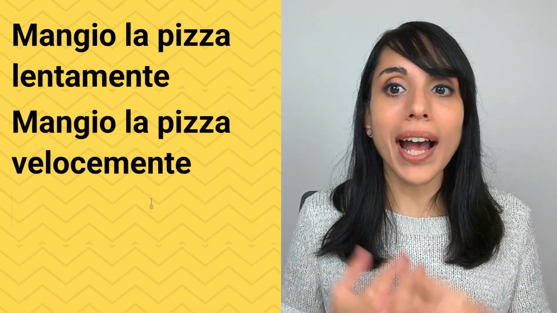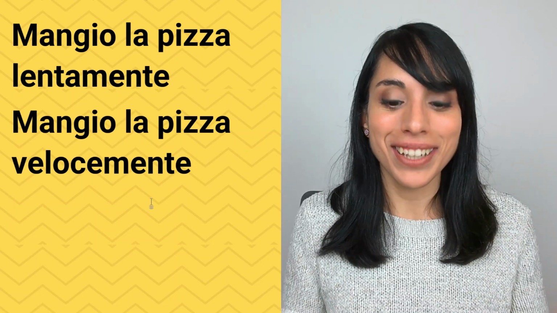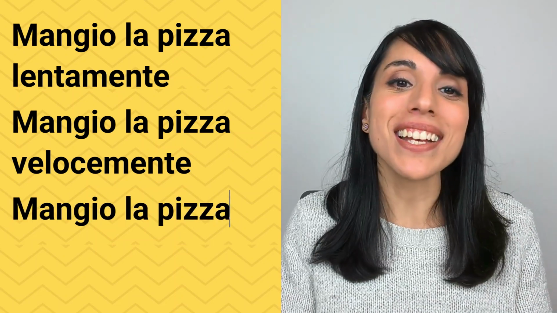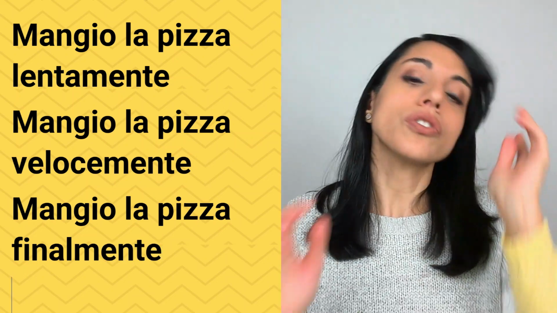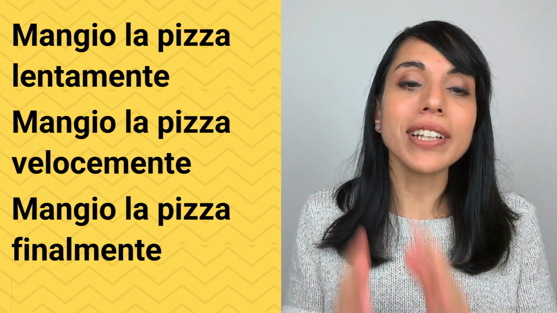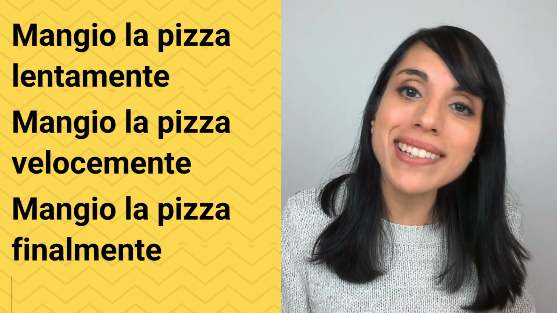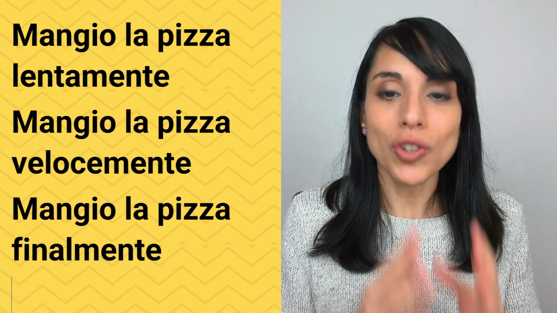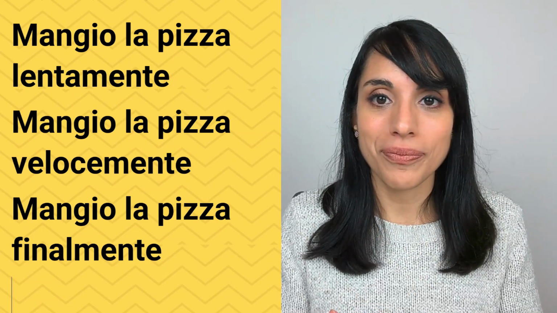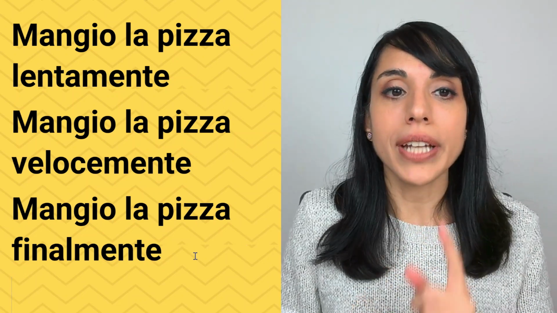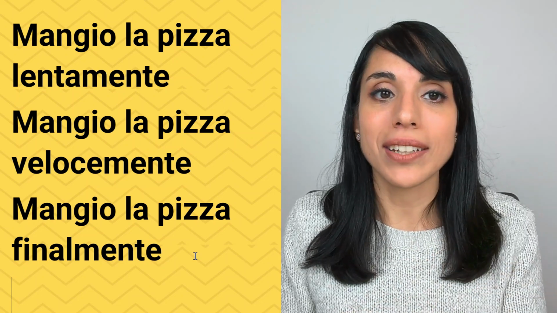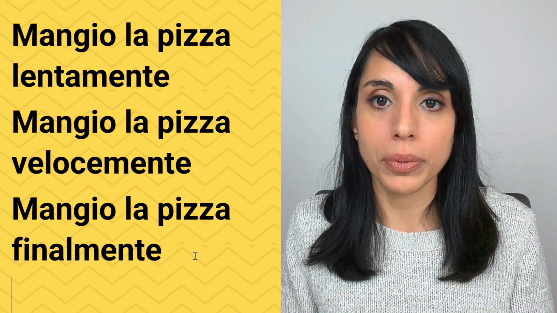Or I can tell you I eat pizza finally. Mangio la pizza finalmente. These words are not telling you more about the pizza. They are telling you about the action of eating the pizza. So they are adverbs. Va bene? Notice the placement of the adverb. The adverb usually goes at the end of the sentence after the verb.